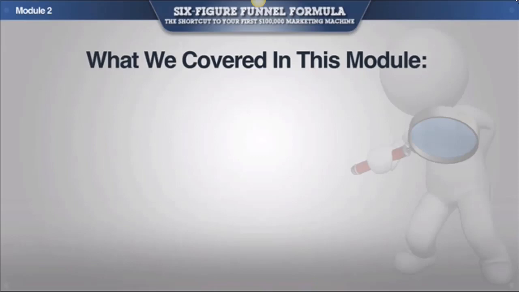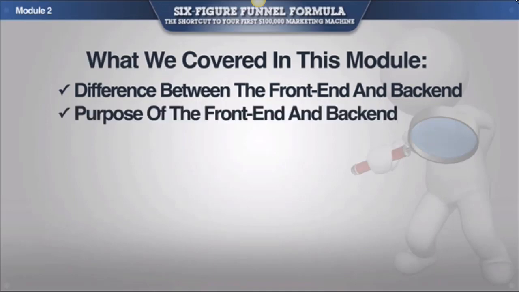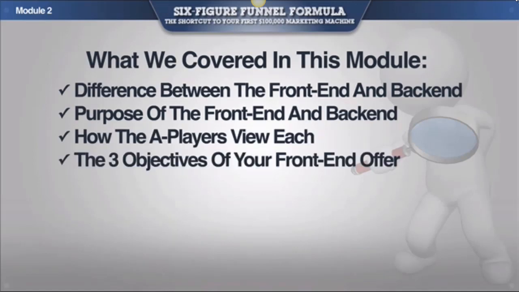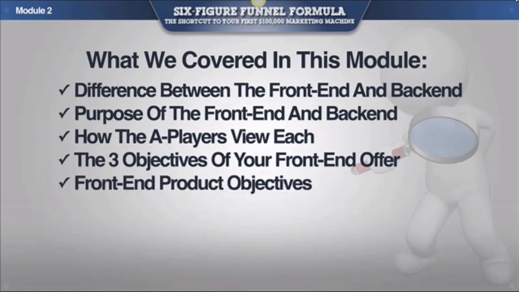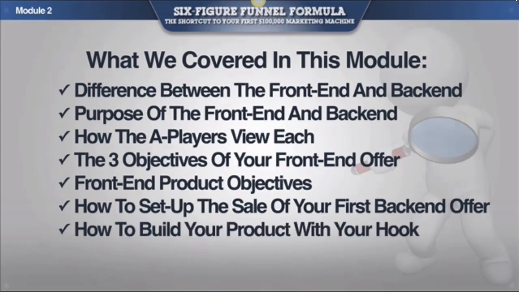Okay, so here's what we covered in module 2. We covered the difference between the front end and the back end, the purpose of both the front end and the back end, how the A players in marketing view each, how they view the front end and the back end. We talked about the 3 objectives of your front end offer. We talked about front end product objectives, the actual objectives of the product itself, not the offer. And then we talked about how to set up the sale of your first back end offer. And we finished by talking about how to actually build your product with the hook in mind.